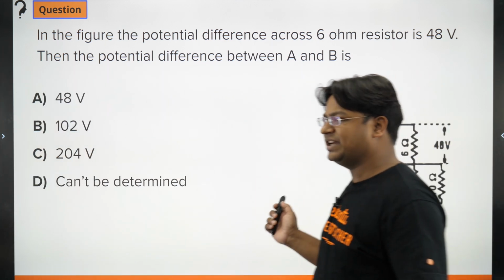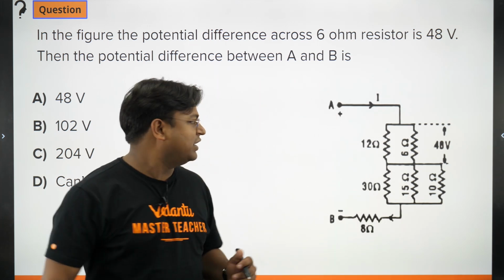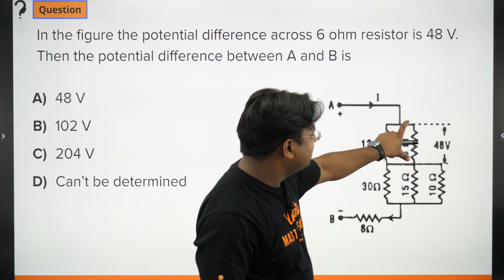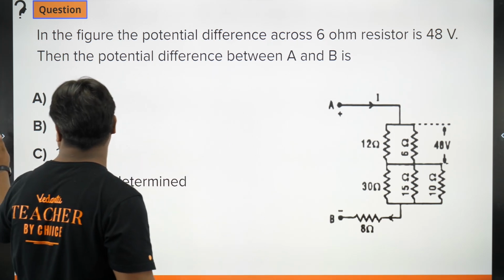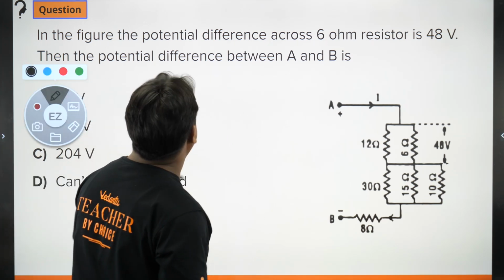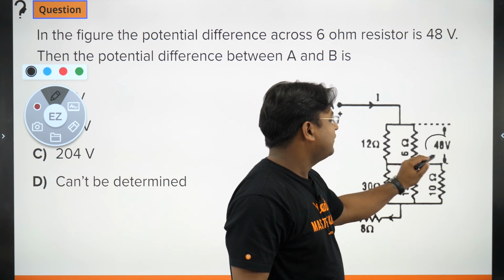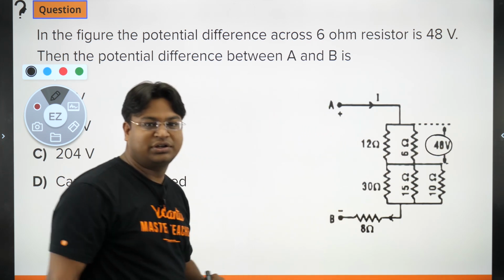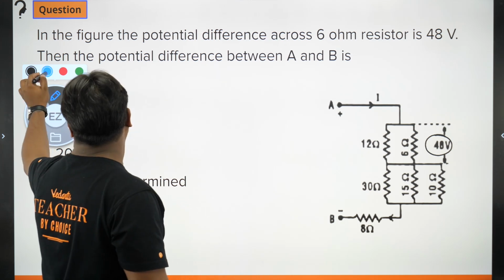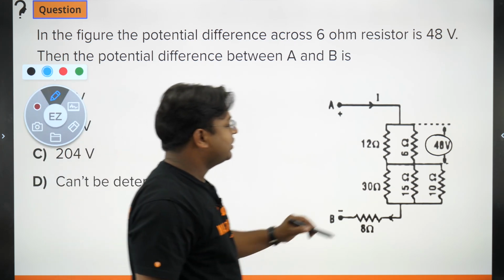Complexity कुछ नज़र नहीं आ रही है. Circuit में we have been told that potential difference across this 6 ohm resistor is 48 volt. So ये 48 लिखा हुआ है. I'm not sure it's very clear or not. Just a minute. Yeah. Alright, and this is 6 ohm.